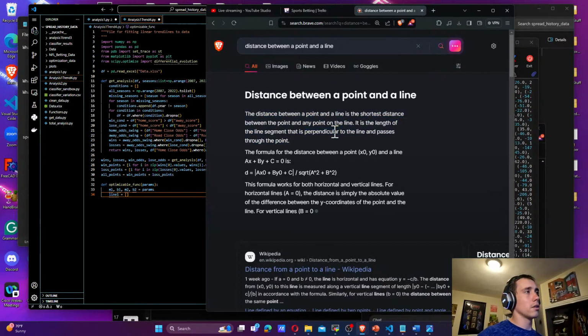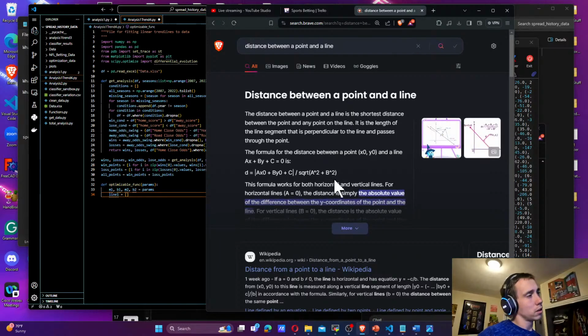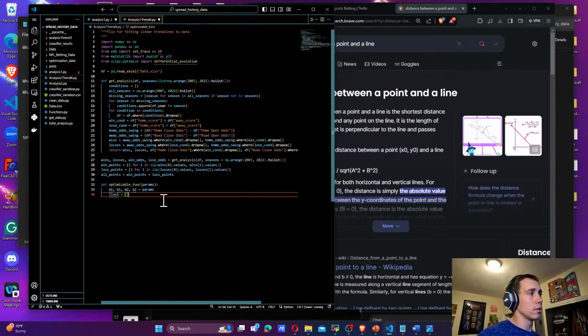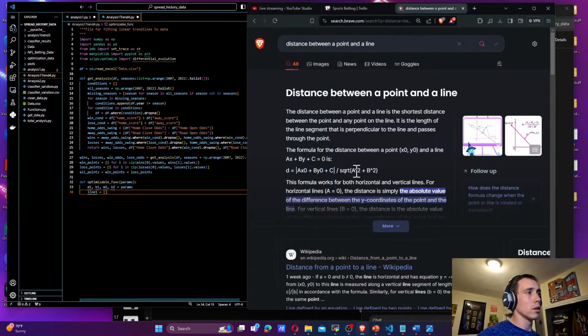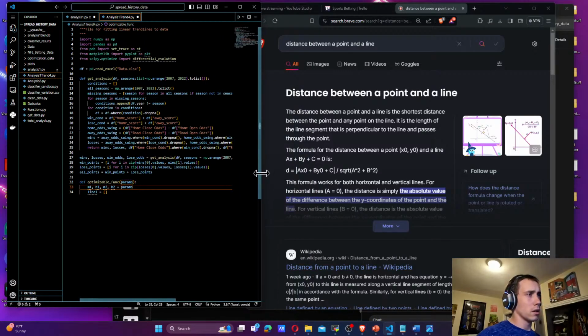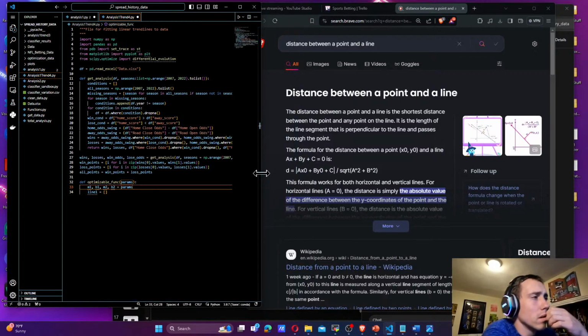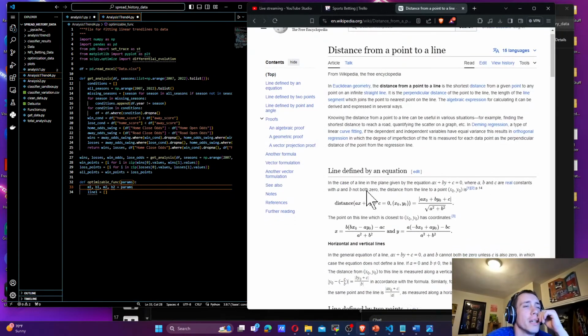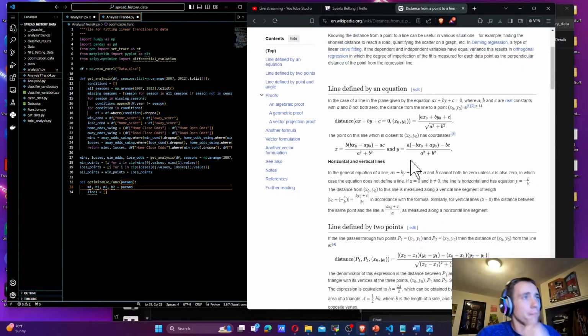A point and a line, the shortest distance. Okay, so do you have numpy in here? Yep. So here's what we do. We do ax... that was confusing. The AI stuff really doesn't help very much.